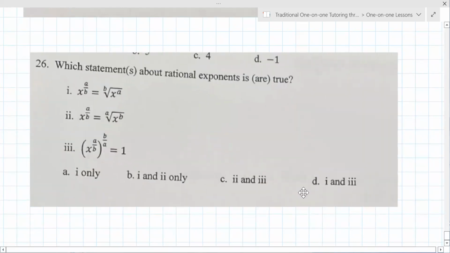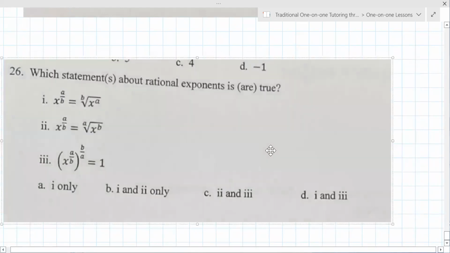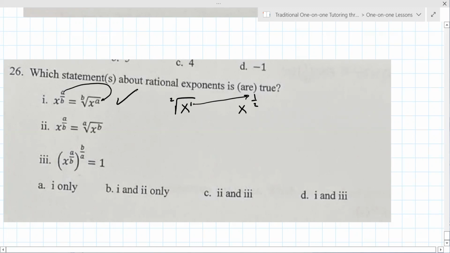Which statements about rational exponents is or are true? So to answer the first one, I always go back to the square root of x. There's really a 1 here and a 2 here, which means it's x to the 1/2. So that number inside the root goes in the top. So does that match? Yeah, that matches. So one is true, which means that the second one is not true.